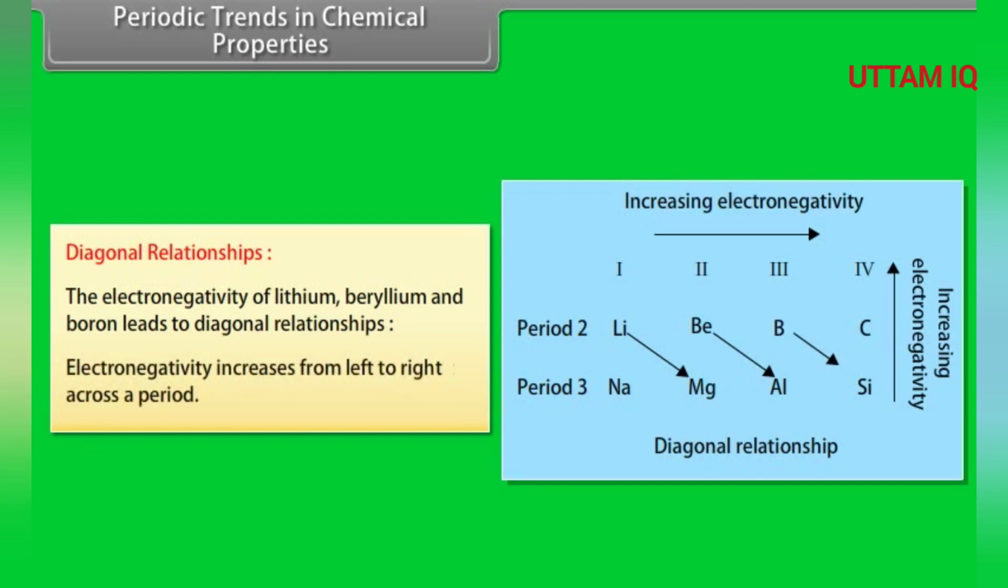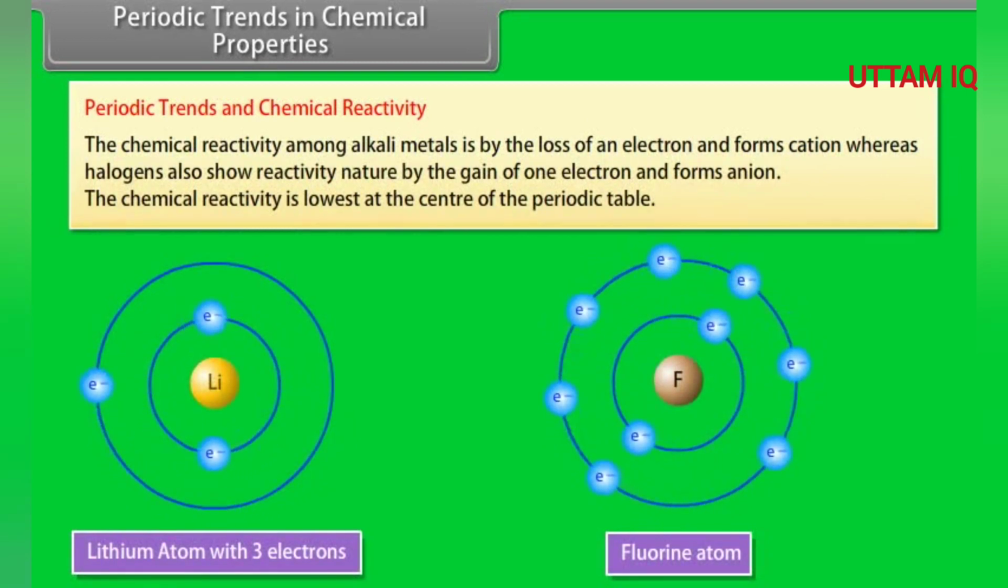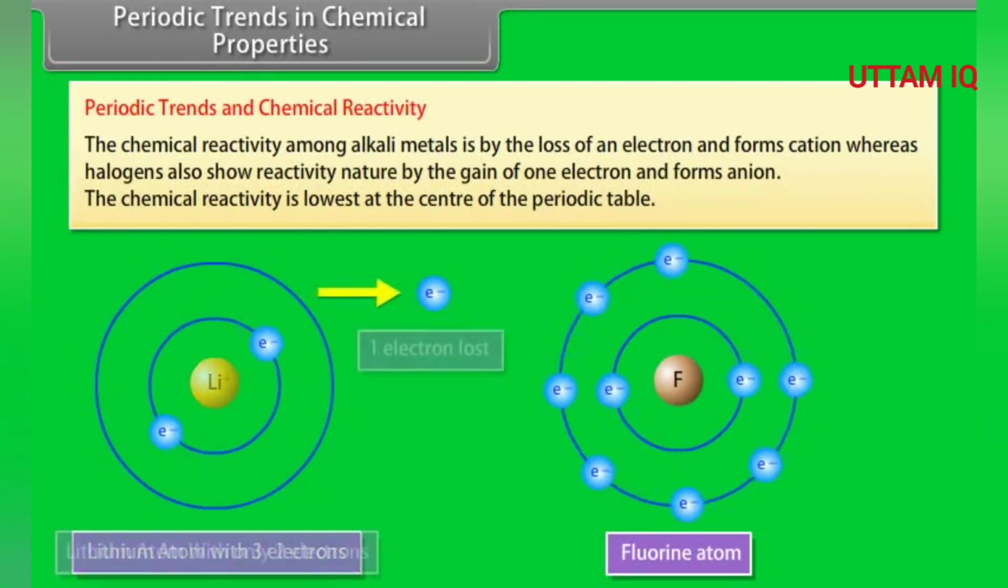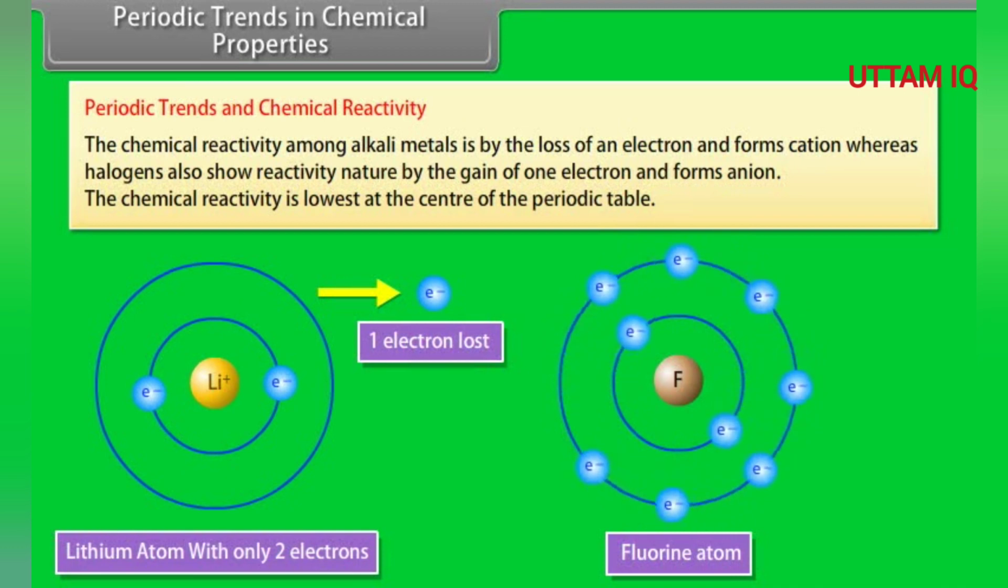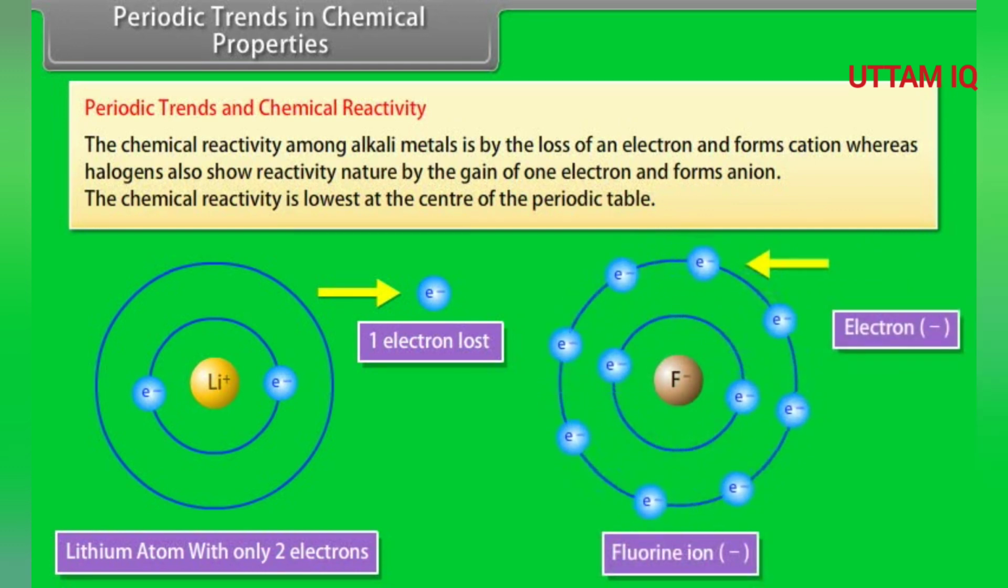Electronegativity increases from left to right across a period. Periodic trends and chemical reactivity. The chemical reactivity among alkali metals is by the loss of an electron and forms a cation, whereas halogens also show reactivity by the gain of one electron and form an anion. The chemical reactivity is lowest at the center of the periodic table.